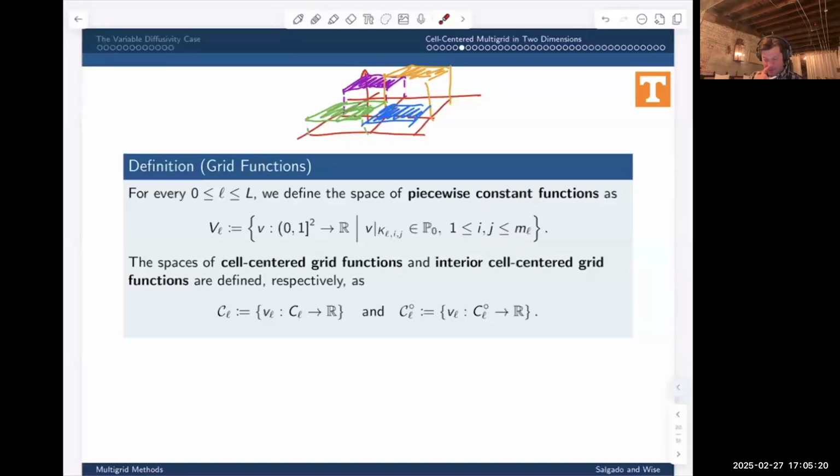The space of cell-centered grid functions and interior cell-centered grid functions are defined respectively like this. So the only difference here is I'm introducing this kind of script. So this is my set of cell-centered points, and the space of functions defined on those cell-centered points is defined similarly, but with a script C. So they're functions V which take these cell-centered grid points and map them into R. And the interior cell-centered grid functions are those that take the interior cell-centered grid points and map those to R. So each cell-centered grid point gets a point in the real line.